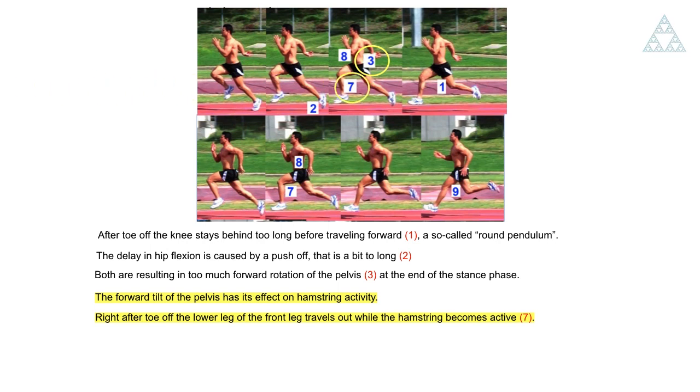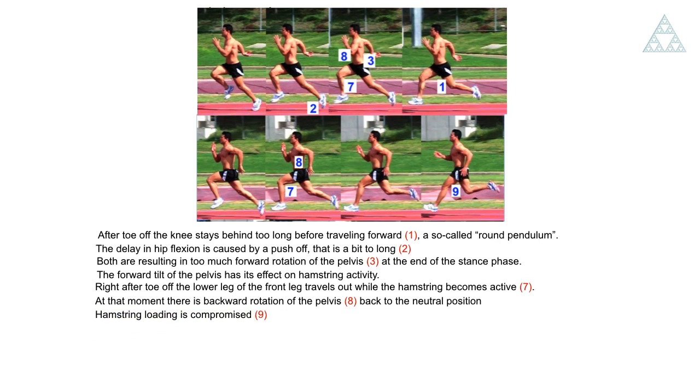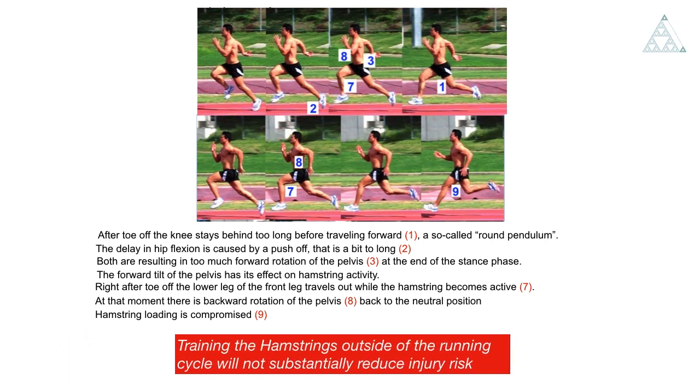When the lower leg travels out, the hamstring is stretched at the moment it becomes active. This hamstring stretch will be compromised by the inevitable backward rotation of the pelvis, needed to correct the forward collapse. A shockwave goes through the hamstring and it cannot function the right way. From such analysis, recommendations can be drawn for training and injury prevention, especially the changes in running technique that will be pivotal in how successful the training can be.